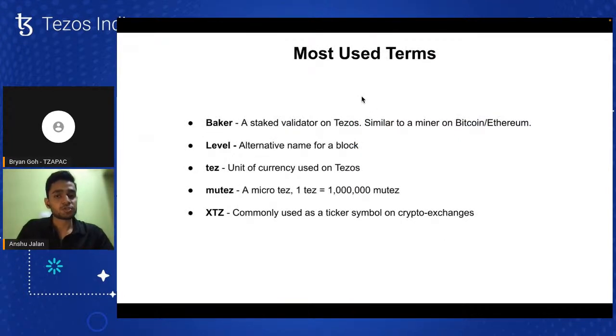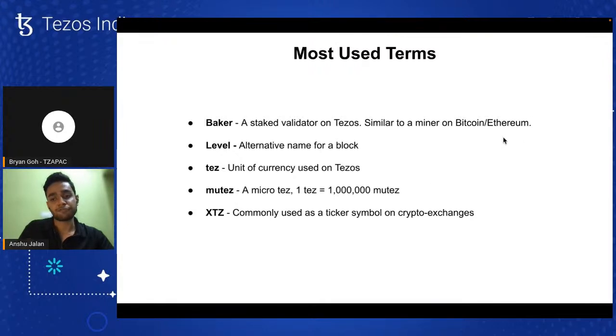Some of the most used terms on Tezos, I have already used a few of them. First is the baker. On Tezos, a staked validator is called a baker, which is similar to a miner on Bitcoin or Ethereum. A level is just an alternative name for a block. Tez with a small t is the unit of currency on Tezos. So just like on Bitcoin we have BTC, and on Ethereum we have ETH, on Tezos we have Tez. And mutez is a smaller version of Tez. One Tez equals 10 to the power of 6 mutez, or 1 and 6 zeros.